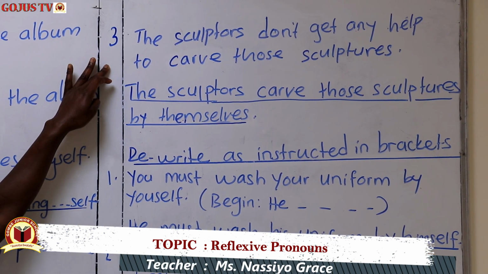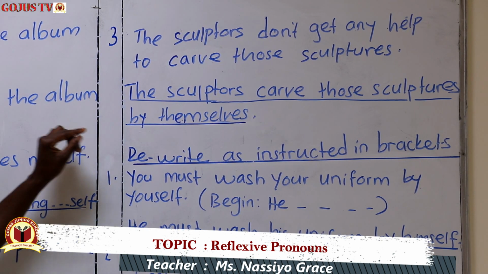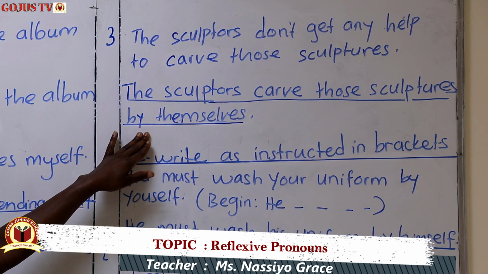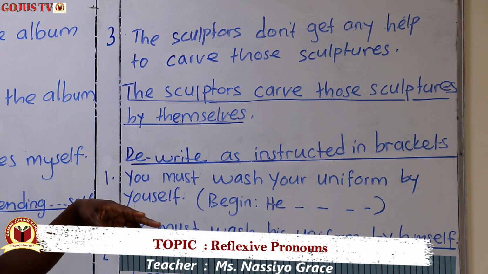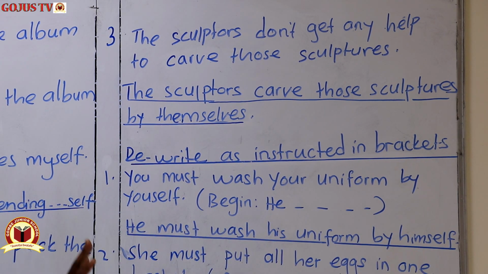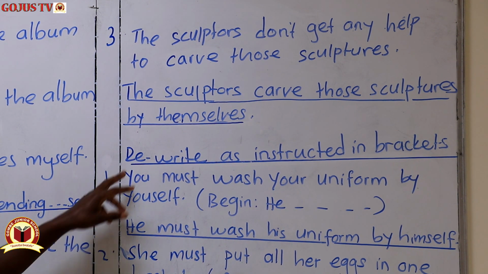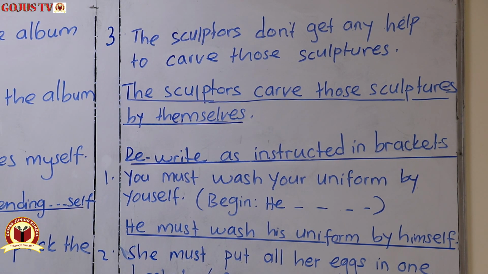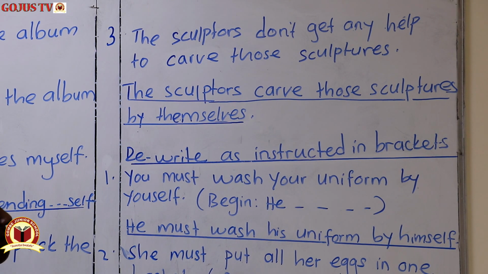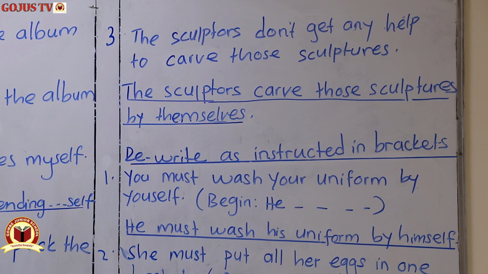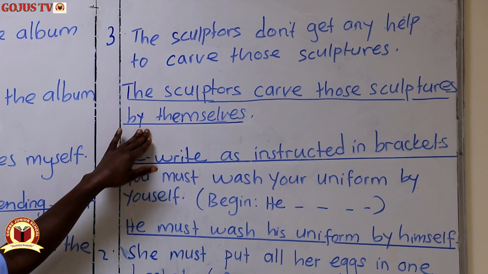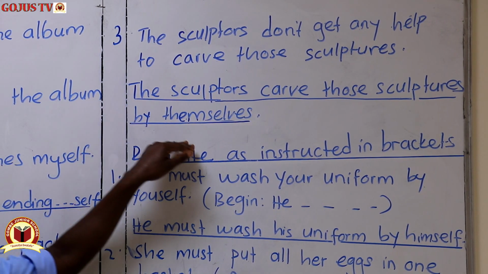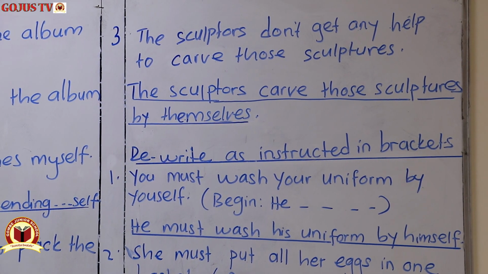Number 3: The sculptors don't get any help to carve those sculptures. So which tense is this? It is the present simple tense. It means they do this work continuously, but on their own, nobody gives them help. So here we say, the sculptors carve those sculptures by themselves. Or the sculptors carve those sculptures themselves. So the tense is present simple tense. Don't forget to look at the tense before you give the answer.